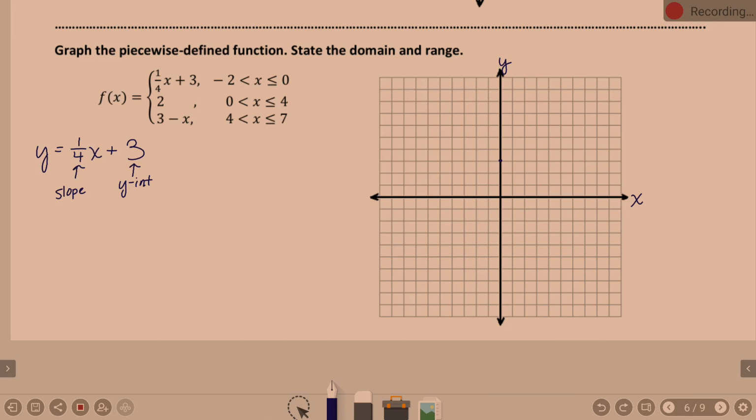Rise 1, run 4. So I'm going to go up 1, over 4. Now, if you go back and look at that, that's not taking me the right direction, is it? I don't really need to be going to the right. So instead of up 1, right 4, I can also go down 1, left 4. Okay, and again, you're not going to need all these pieces.